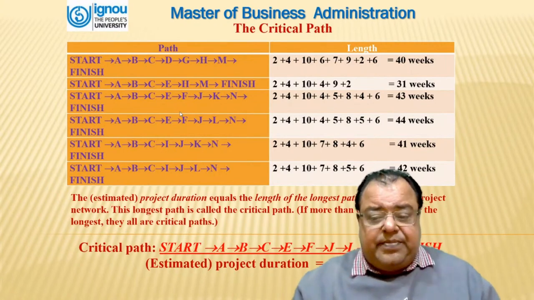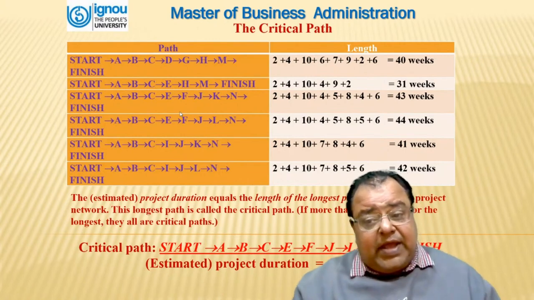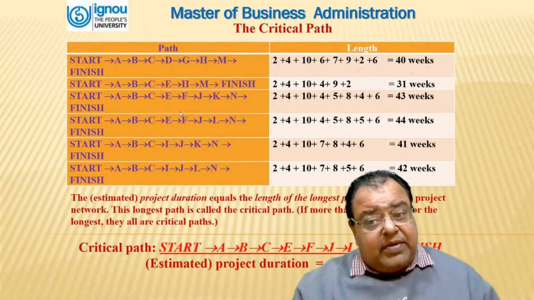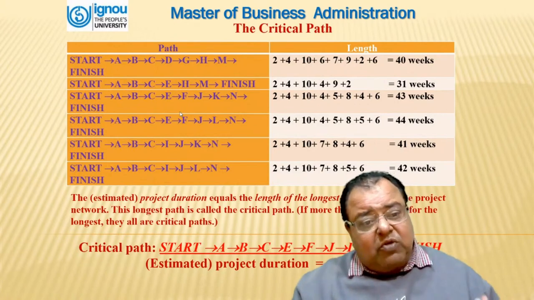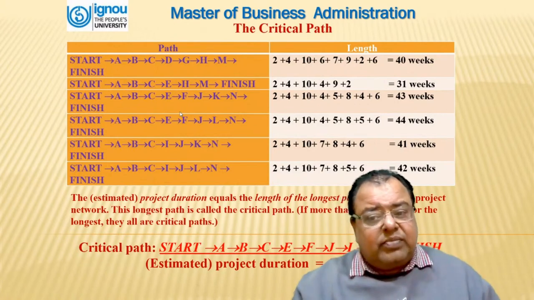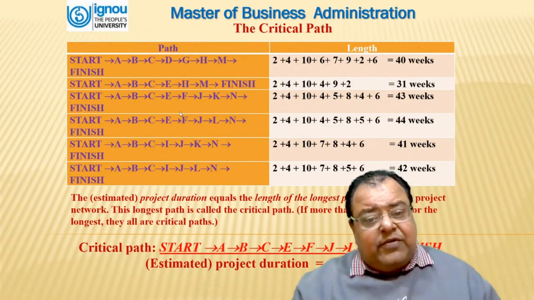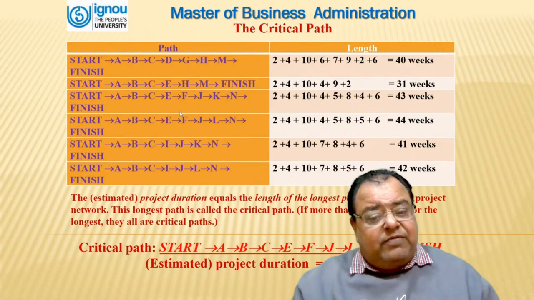Now the question arises: as per the given problem, we have to analyze the highest time which needs to be completed, because in the problem it was set at 47 weeks. Now we have to look for the path which is consuming that much time. We can see that the 4th one, that is A, B, C, E, F, J, L, and N, and the finish, is consuming 44 weeks.